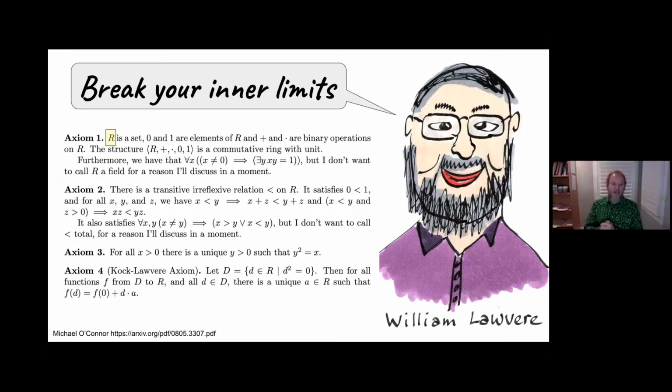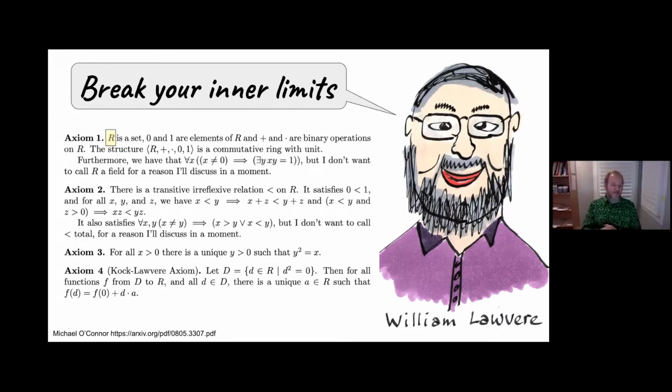And I would like you to look in particular at axiom 4 here. Axiom 4 says that it assumes that there is a subset of values in R for which the square of these values is 0. A fancy way to say that is that they're nilpotent infinitesimals. And then this axiom here is super important.